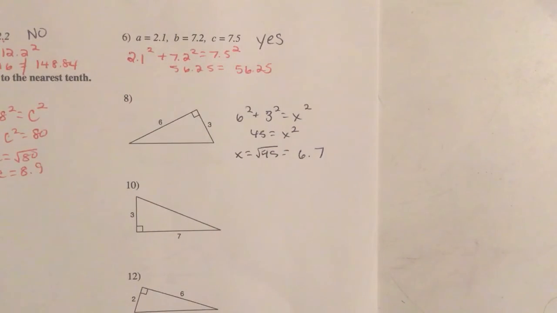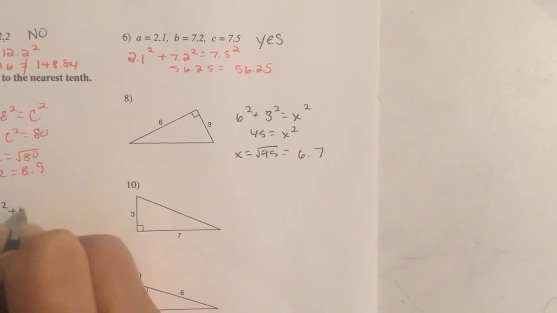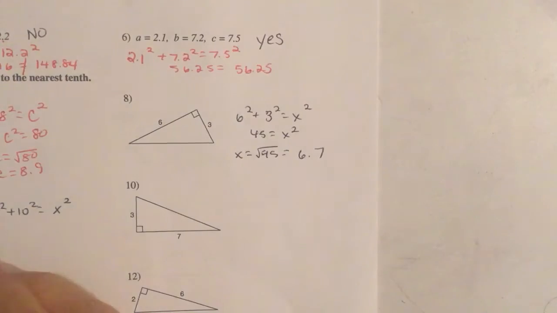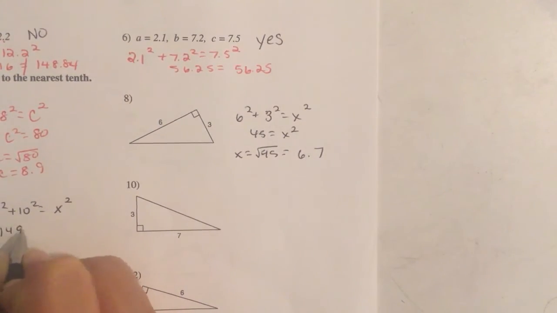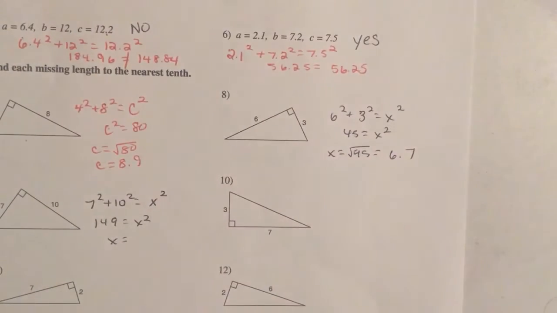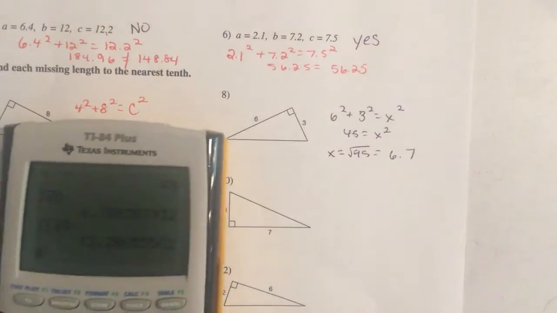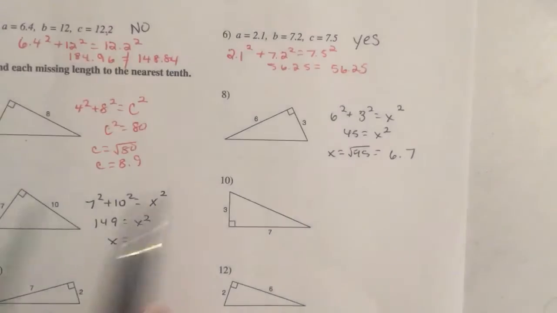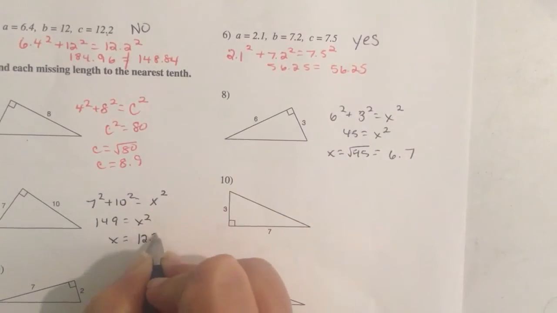Okay, let's look at number 9. For number 9, you have 7 squared plus 10 squared equals your missing side. That would be 149. And then you have to take the square root of that. And again, rounding it to the nearest tenth, that 0 says leave the 2 alone, 12.2.